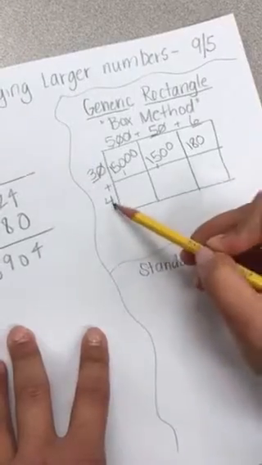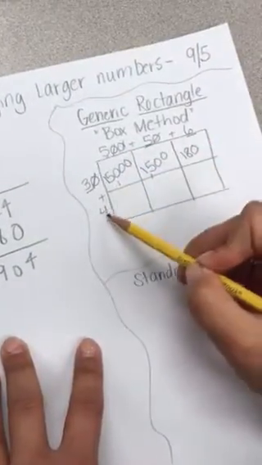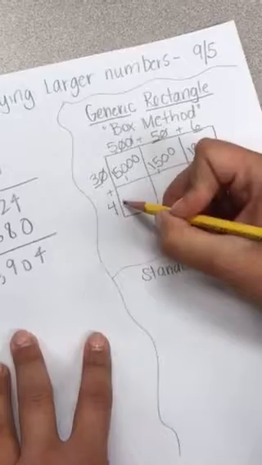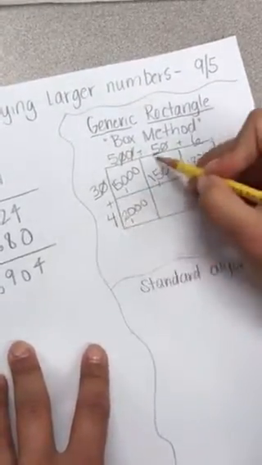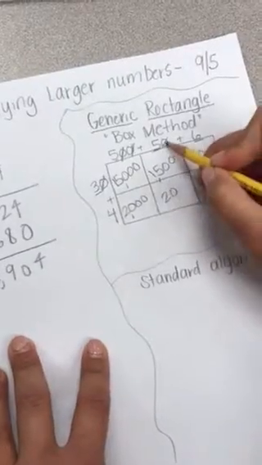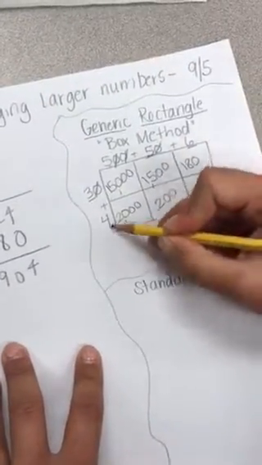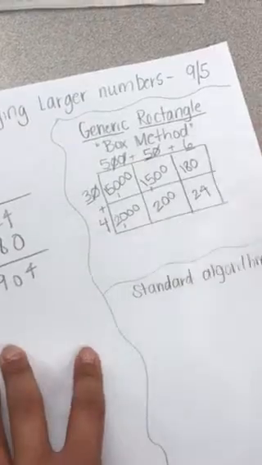So now what I'm going to do is I'm going to do 4 times each of these numbers. So 4 times 5 is 20. Add my 2 zeros to make that 2,000. 4 times 5 is 20. Add my 0 to make that 200. And 6 times 4 is 24.